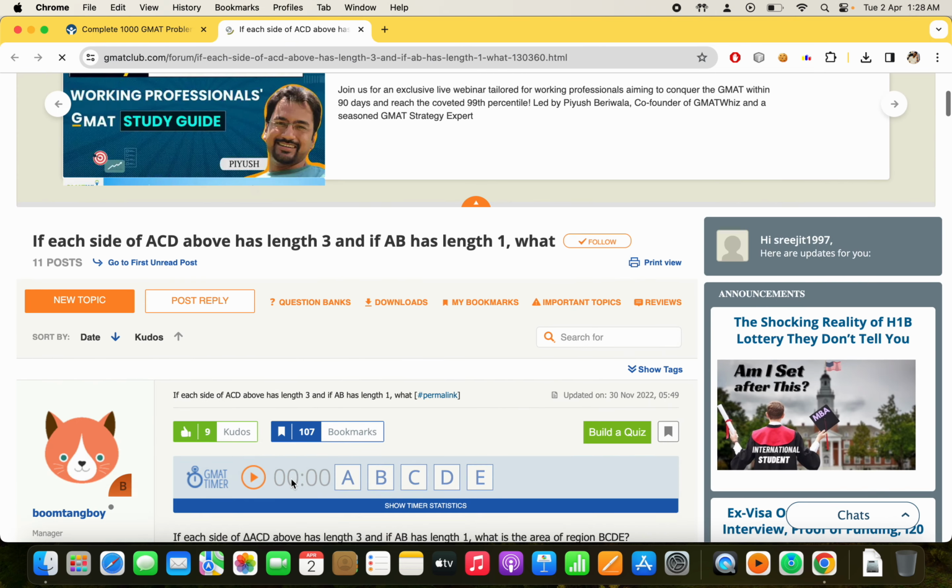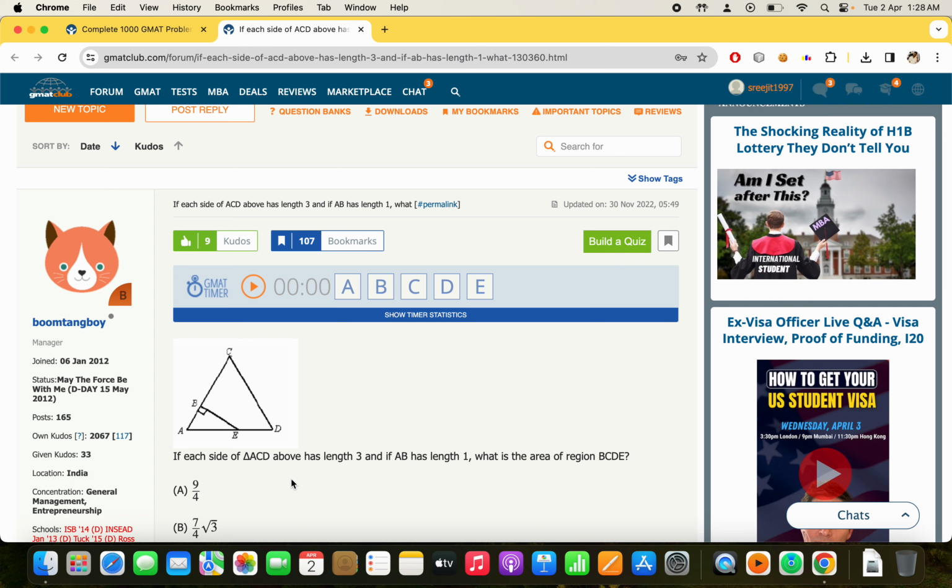And that's the last question for today. And this is a geometry question. ACD is a triangle here, and BE is perpendicular. ACD is a triangle. So if each side of ACD has length 3, each side is 3, it's equilateral. AB has length of 1. This area of BC, DE. Okay.